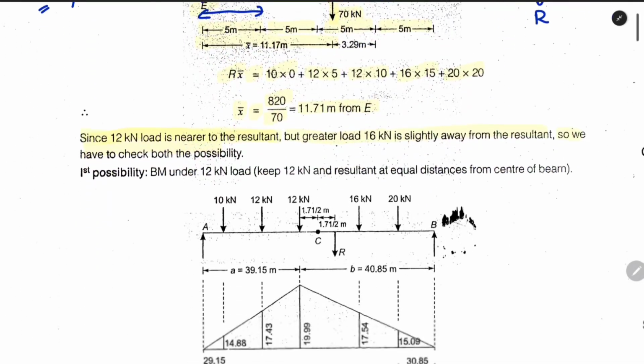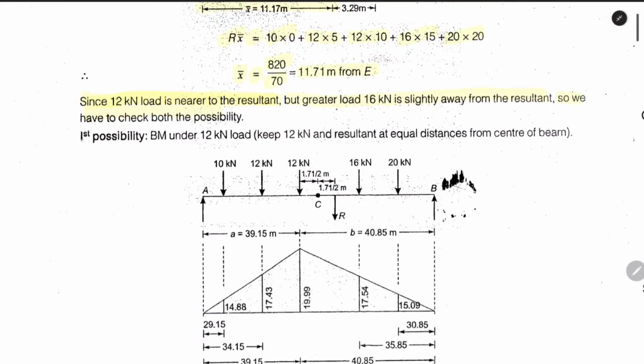So our first possibility, bending moment under 12 kilonewton load. What we will do, we will keep the 12 kilonewton load and the resultant at an equal distance from the center of the beam. So this line is very important.